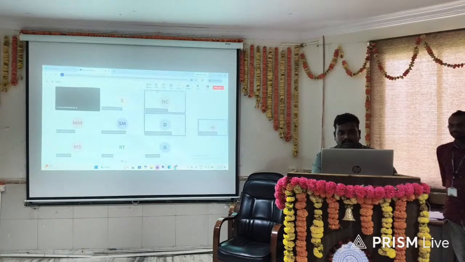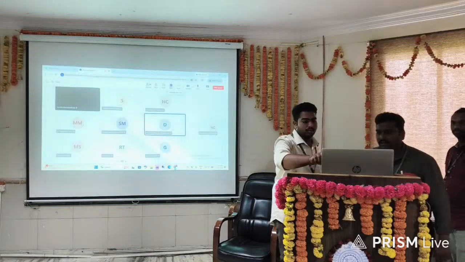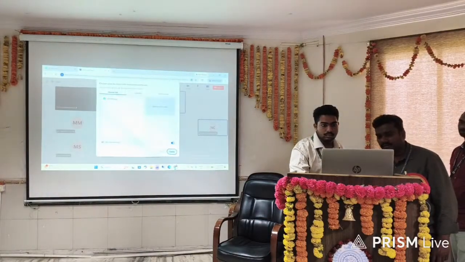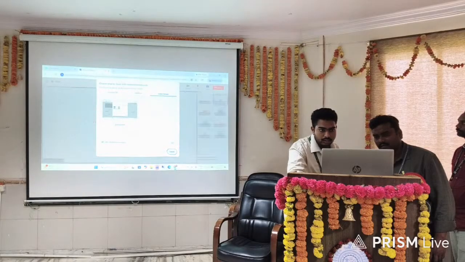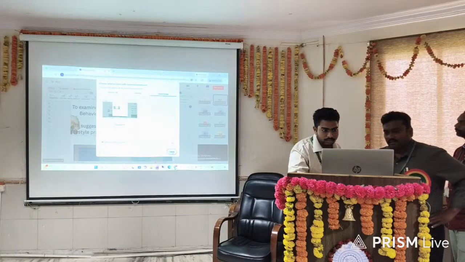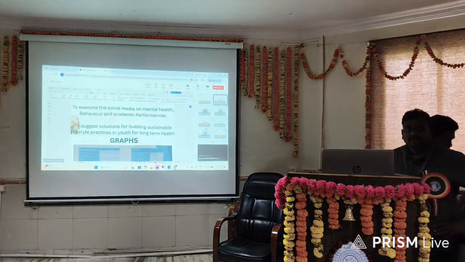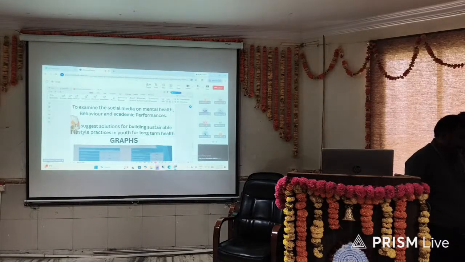From the graph analysis, here the graph shows number of people who are choosing social media are highly networking, and some people are using mobile for news updates and staying with family, whereas people are using social media for entertainment.